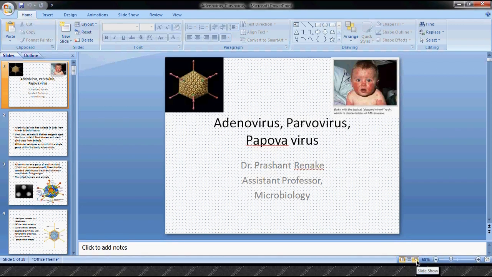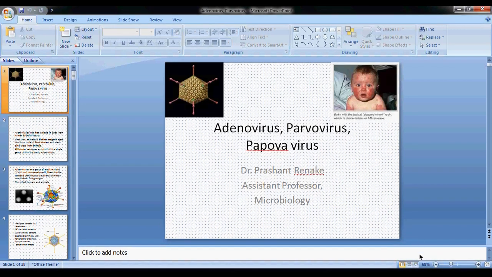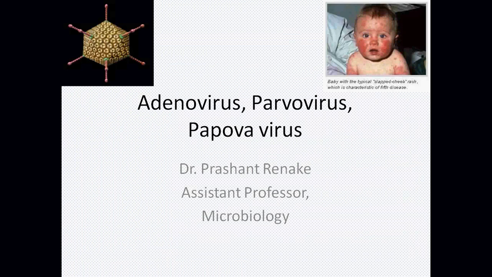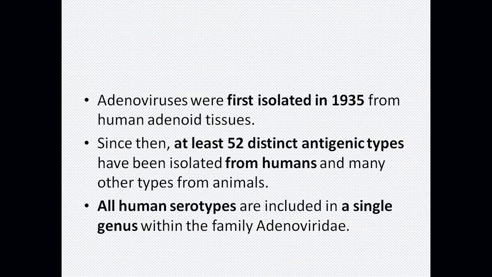So now we are going to see the next topic of the viruses, that is adenovirus, parvovirus, and the papovirus. Now we have started with the virology sections, and we are going to see each and every virus in this one. These adeno, parvo, and papoviruses are mainly the DNA virus group, and they are very small. Therefore, we are collectively going to learn these three viruses in this lecture. So first, the adenovirus.